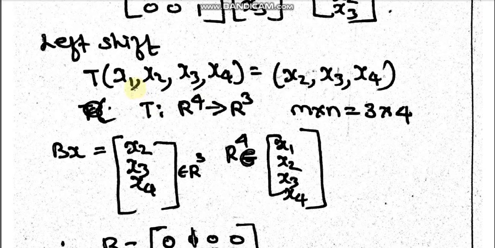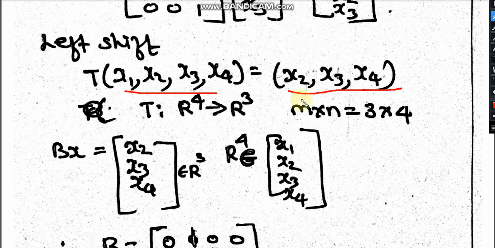So x1, x2, x3, x4 has to be converted to x2, x3, x4 by eliminating the first element. So here the input is in terms of R raised to 4. After transforming this it becomes, so 3 vectors I have, the space is R raised to 3. So m is your 3 and n is your 4, m cross n, 3 cross 4. So I am representing the matrix with B instead of A because A already has been denoted. So what is your Bx? Bx is, after transformation, x2, x3, x4, and what is your input? x1, x2, x3 and x4.